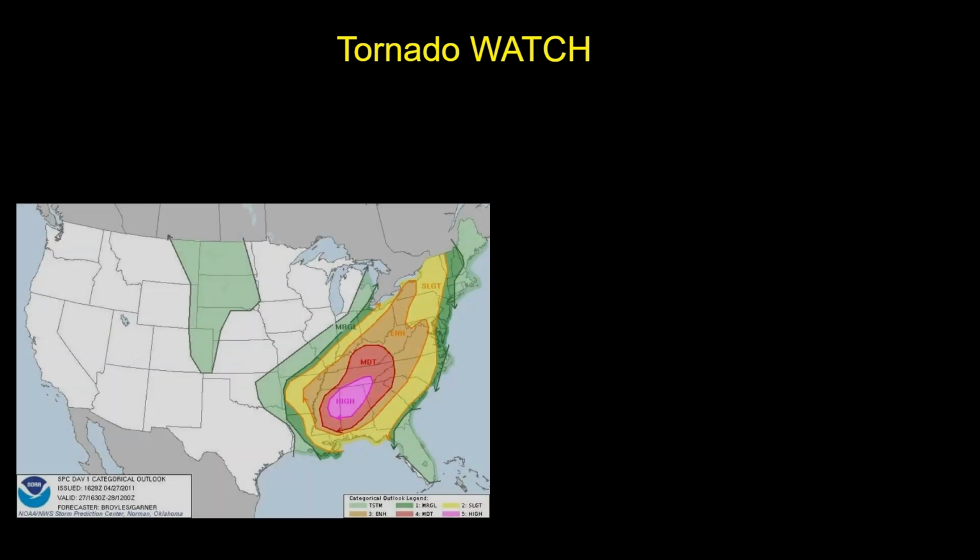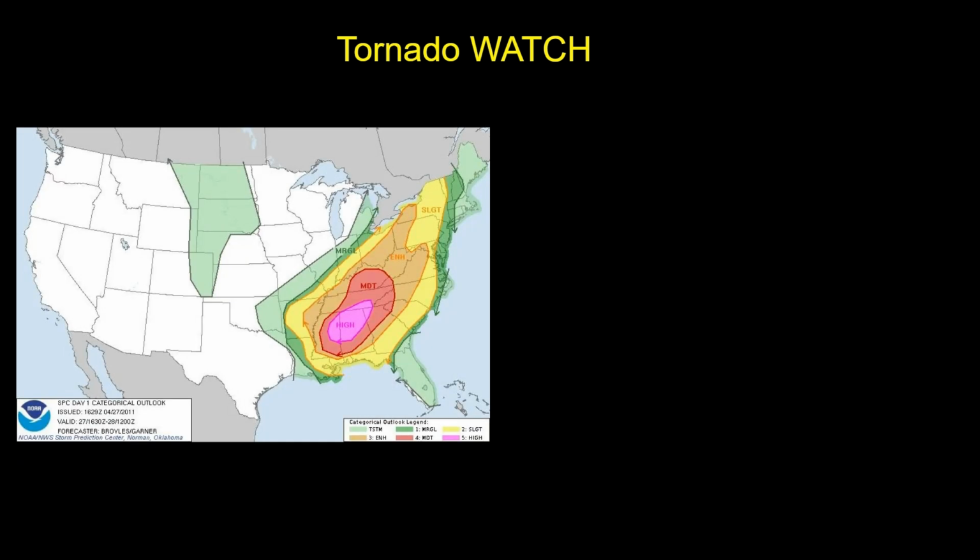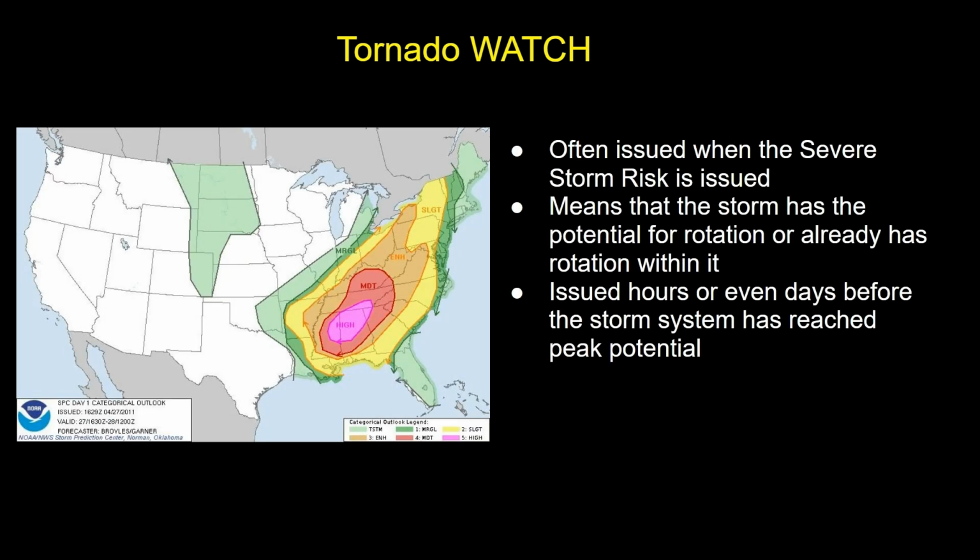A tornado watch will be issued well before a storm system has hit its peak potential or location, often told with the severe weather outlooks. The National Weather Service will issue a watch if the conditions are there to produce rotation, or if there is already slight rotation within the storm as it's building up, which can often mean a supercell is building. Watches will be issued either days or hours before the storm to allow for preparation. This does not mean that there is a tornado on the ground or that this is a warning.